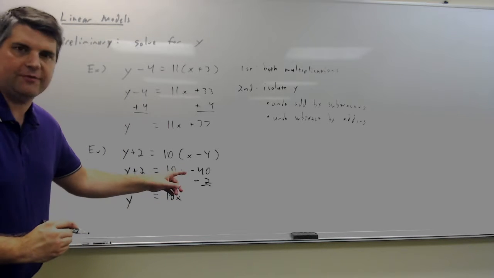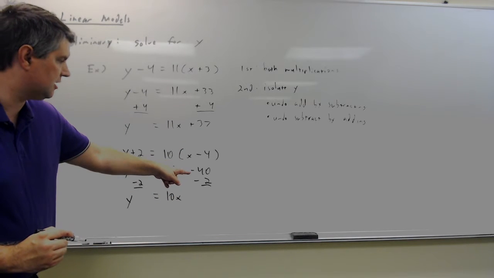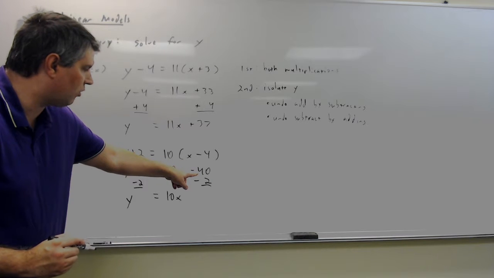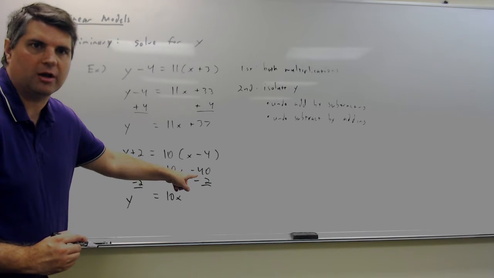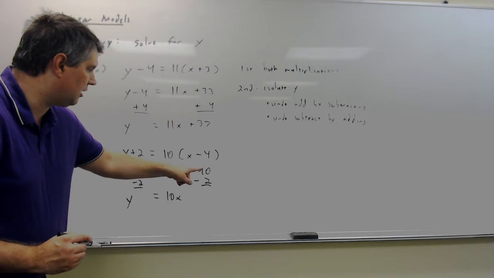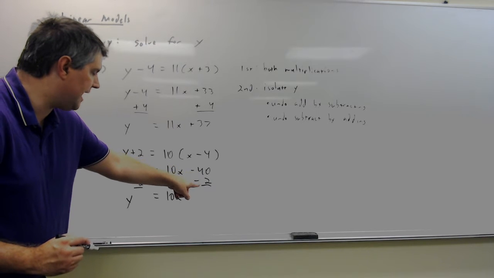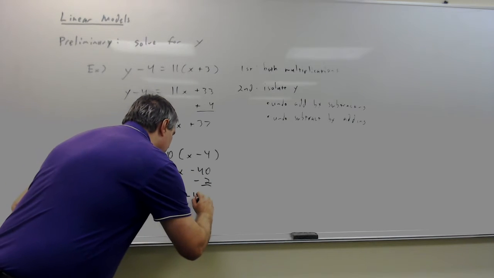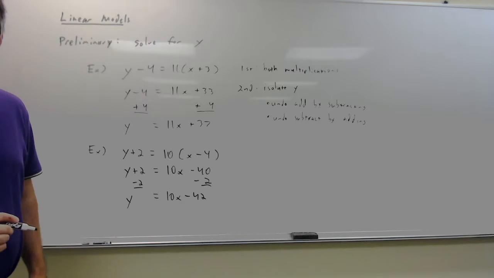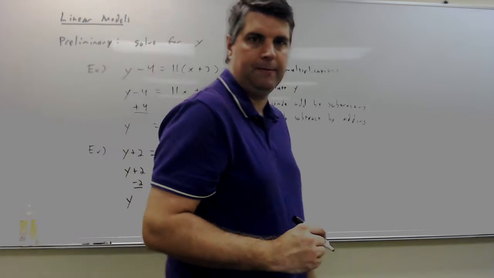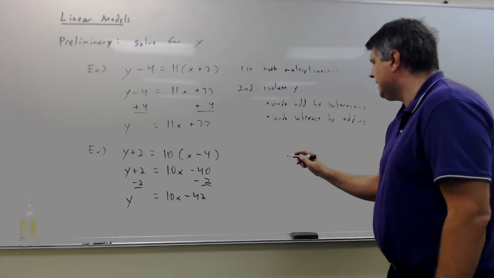Okay, now think of this as gains and losses. I already have a negative number, which represents a loss. So I'm down 40 already, and I take 2 more away. That's minus 42. Okay?